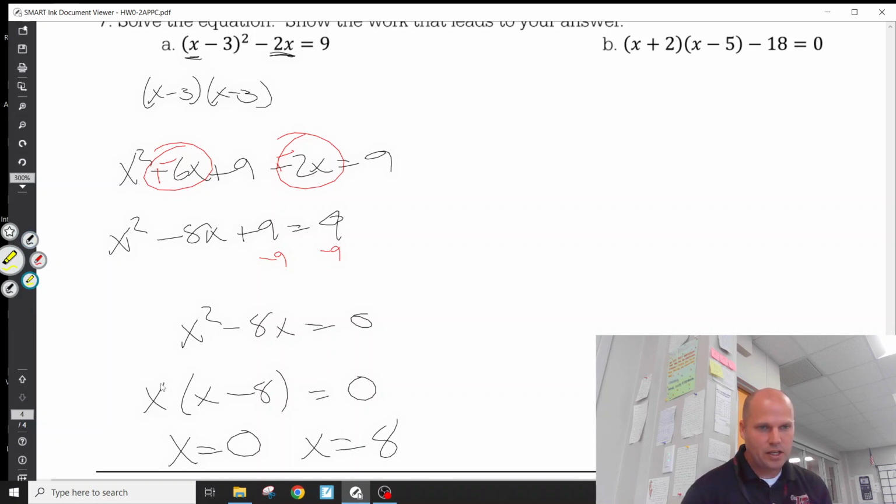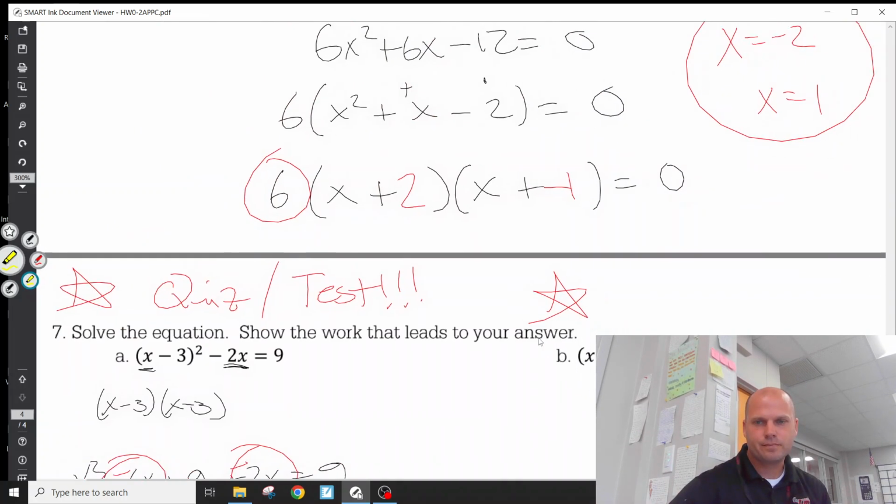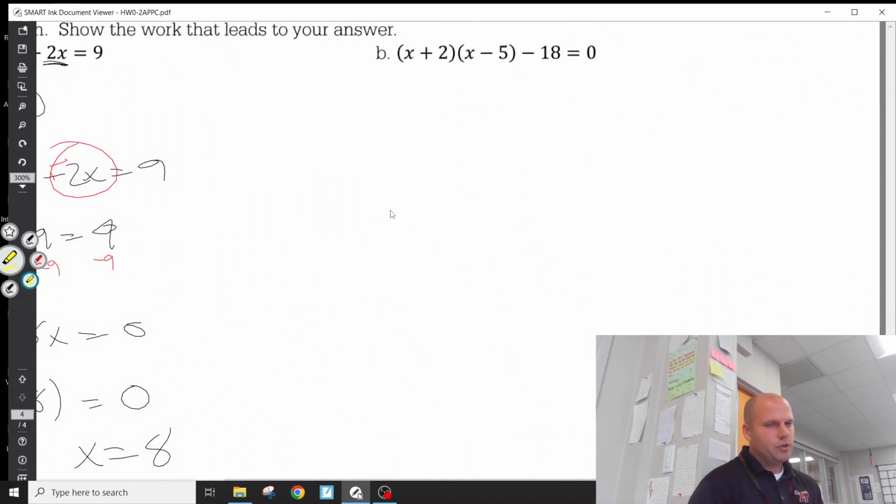You can plug in 0 into x. You can't plug in 0 into 6. Got it? This one, great question. You got to be able to do this. Try this by yourself. Don't copy this down.